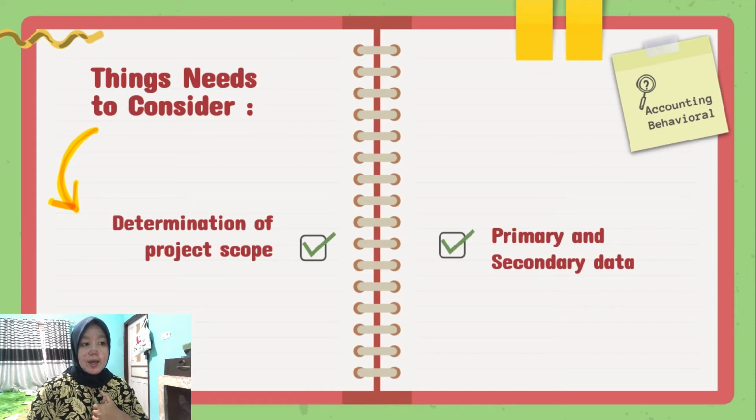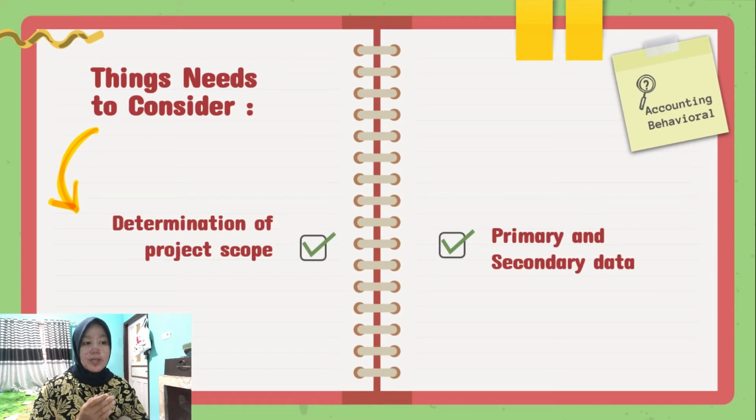After that, we have to consider the primary or secondary data that we will use, because the data that we're going to use really impacts our project. For example, if you want to use primary data, maybe it's kind of hard for you to find the data because it's still unpublished. So you need to give more effort to find this data. And also there is an advantage if you use primary data: because the data is still unpublished, you will be the first one to publish the data.